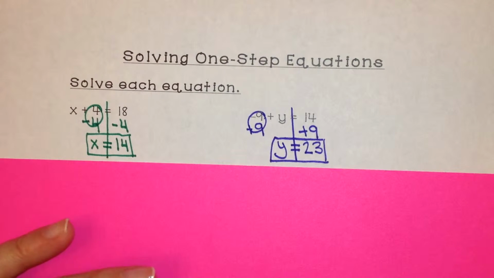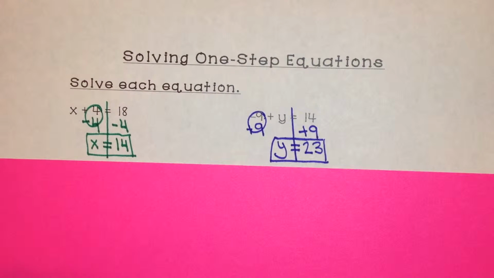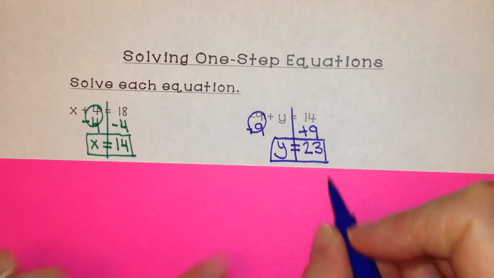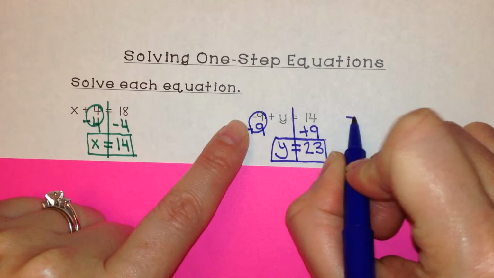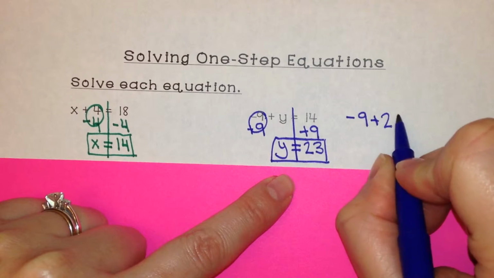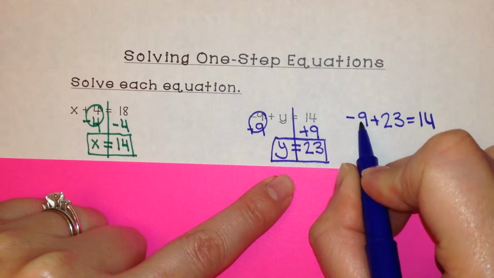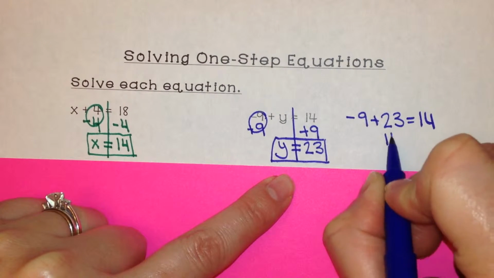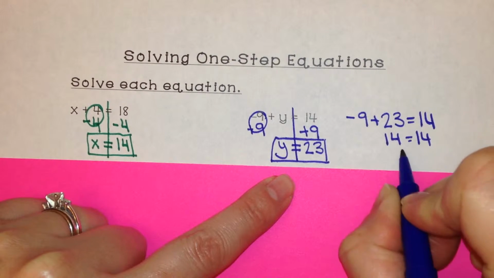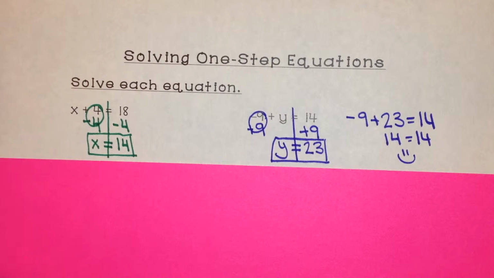A way that I can double check myself and see that I actually got it correct was I can just plug what y is equal to back into the equation and see if the two sides are actually equal. So I'm just going to show that to you over here. So I had negative 9 plus, well, I said y is 23. And that should equal 14. So I'm just going to simplify this side. So negative 9 plus 23 is 14. And because the two sides are equal, I know I got the correct answer. So you can always double check your work.